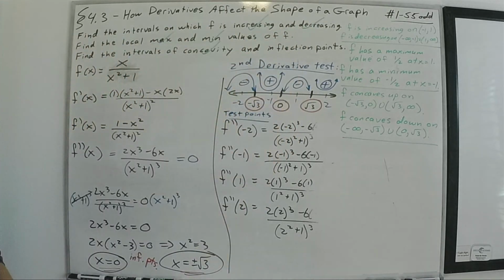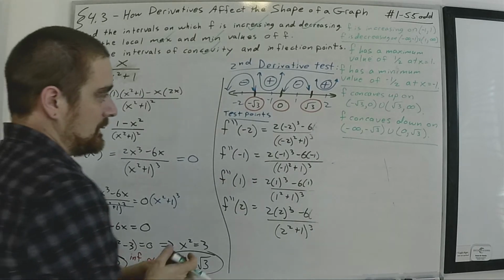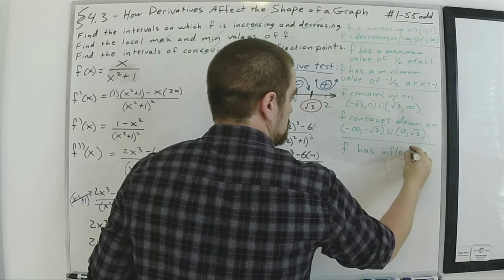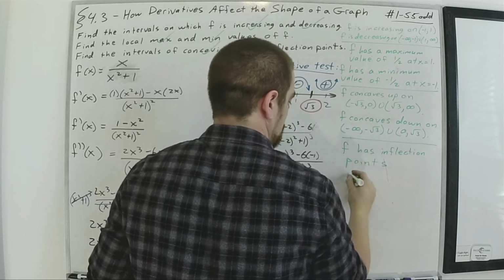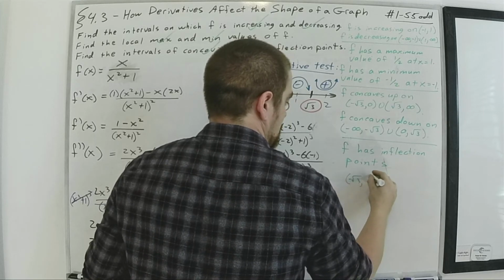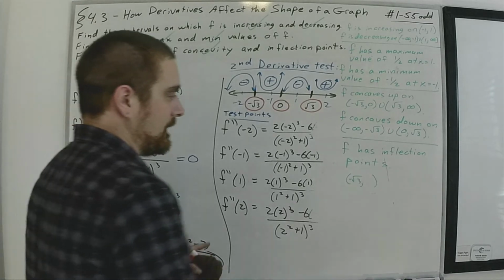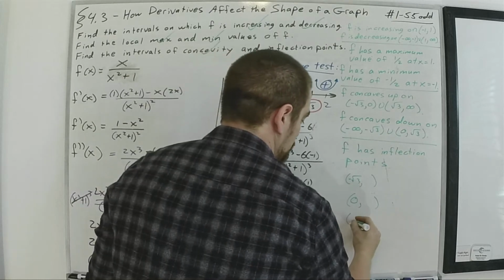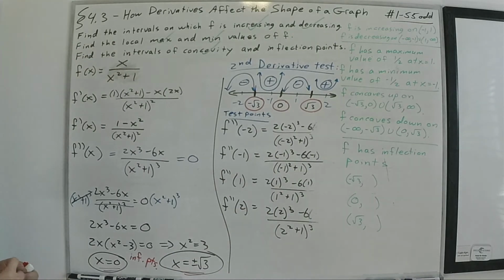I really need to label those inflection points as points, right? I need an x and a y value. So I can say that f has inflection points -√3, comma, I don't know the y value, right? I have to go find that y value. 0, comma, again, I don't know that y value. I have to go find it. And √3, comma, again, I don't know that y value. I have to go find it.